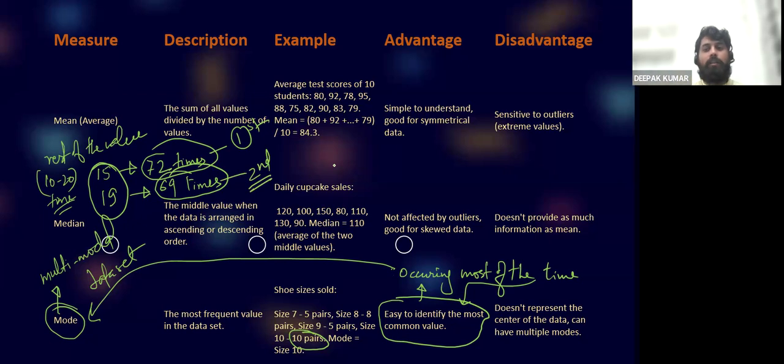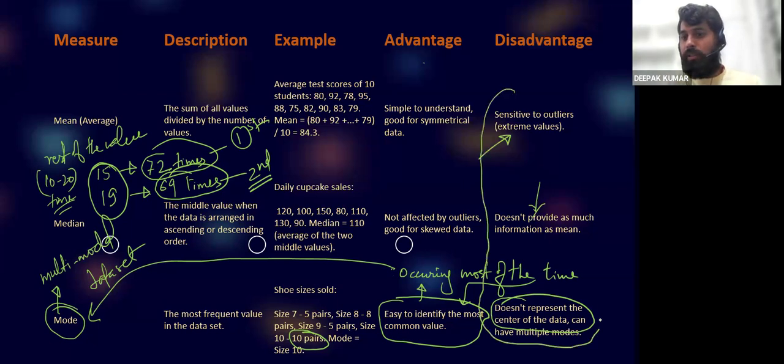So in your data, please try to find if you have more than one value which is occurring more than a normal occurrence in the data. Hence, define it as mode. And mind it, it doesn't represent the center of the data. So whenever you are not talking about center, please go for mode. Whenever you are talking about center, look at the outlier. If outlier is present, go for median. If outlier is absent, go for mean. Does this line understood or no? This is the most important line.